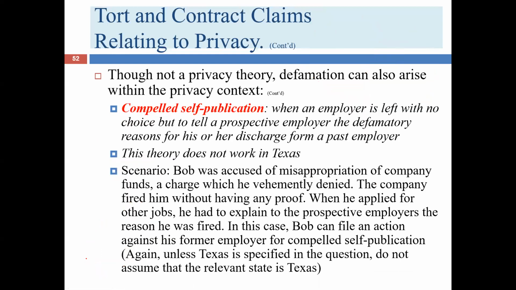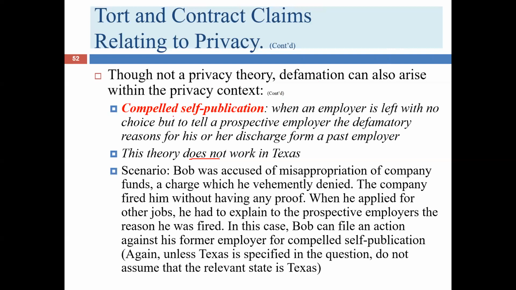Let's talk about the topic of compelled publication within the context of defamation. Before we get started, let me tell you, this theory does not work in Texas. And my guess is it doesn't work in probably about half of the states. There are definitely states where it does work, but this is by no means a for sure scenario. Again, when you see these questions, don't assume that it's in a Texas context, okay?